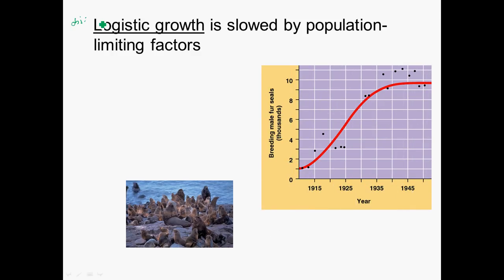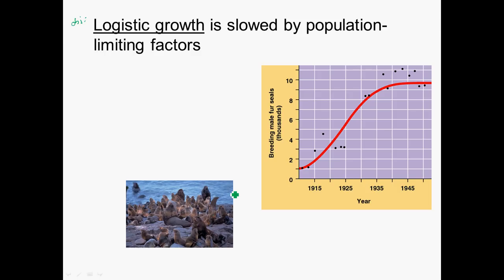So here's a picture of a logistic growth curve for fur seals. If any of you have ever seen these live, they used to be in San Francisco. I think they've migrated up. We saw them in Oregon a couple summers ago. They're very loud. They yell at each other a lot.